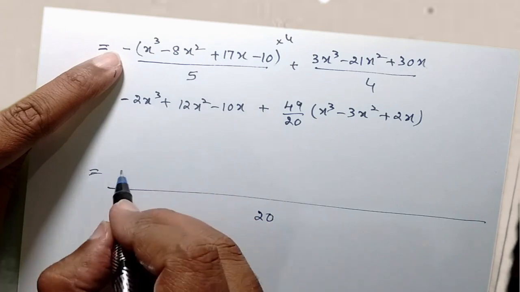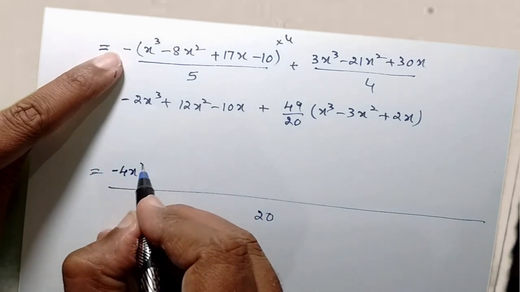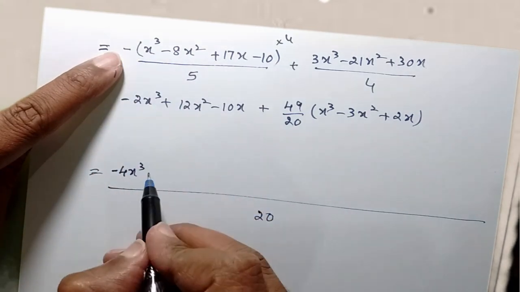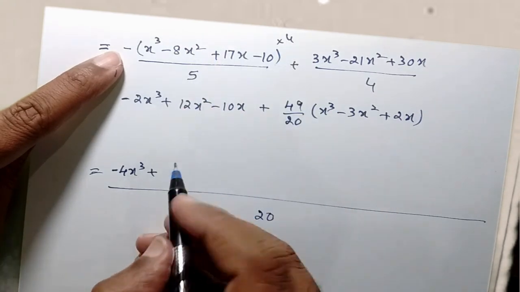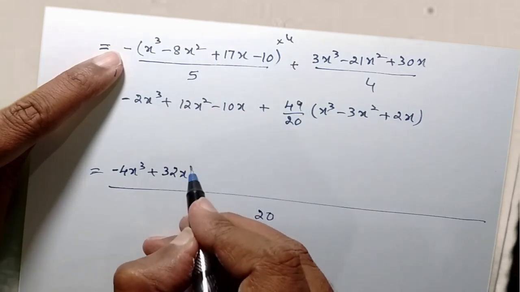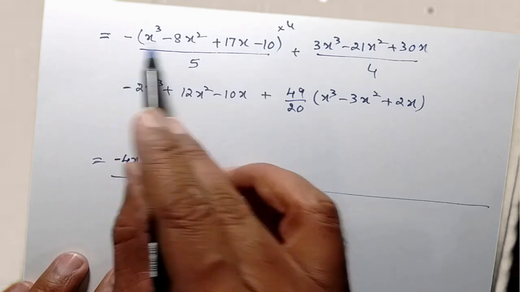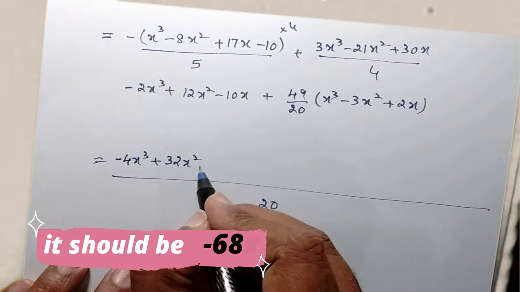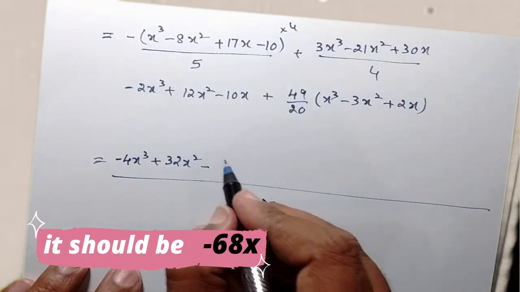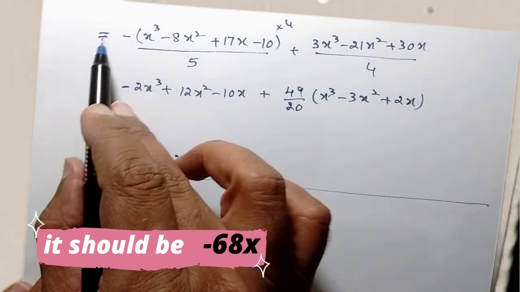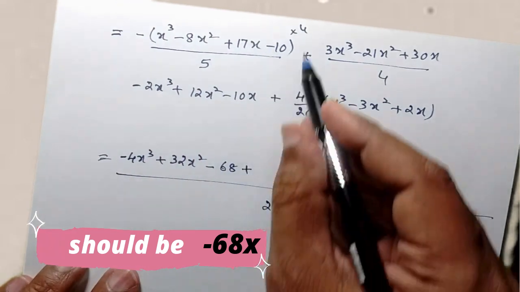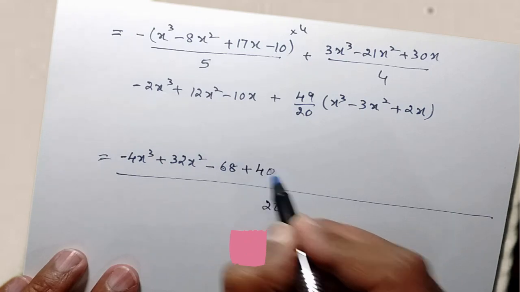So minus 4 into x cube will be minus 4x cube. And minus of minus will be plus. So 8 times of 4 will be 32, so 32x square. And then plus into minus will be minus. Then 17 times of 4 will be 68. Then minus of minus will be plus. 4 times of 10 will be 40.